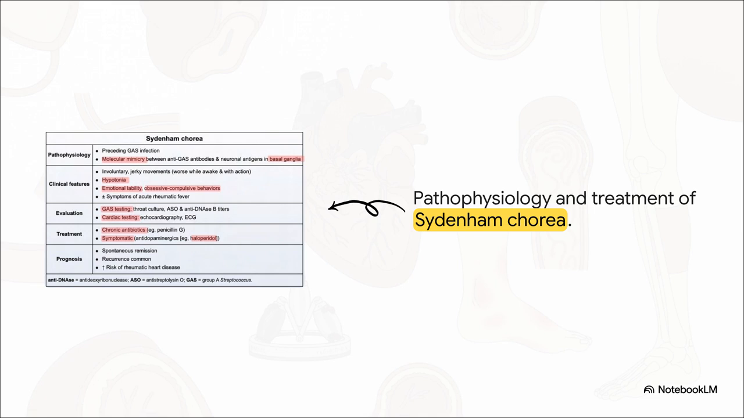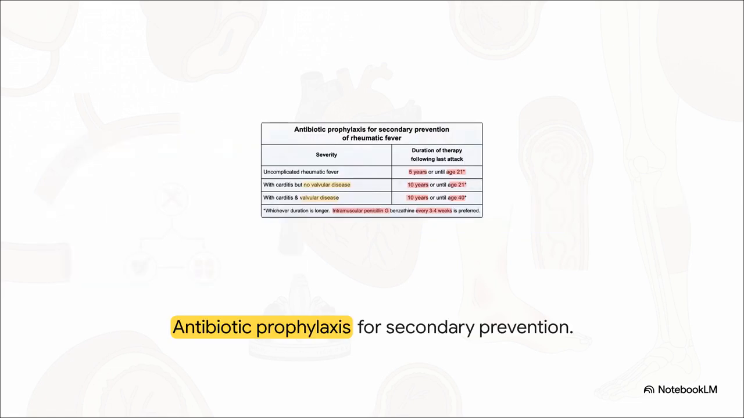To evaluate this, you'll need throat cultures, anti-strep titers, and a full cardiac workup to check for concurrent carditis. To stop secondary attacks of rheumatic fever in their tracks, these patients need long-term antibiotic prophylaxis. We use long-acting intramuscular benzathine penicillin G, but the timeline depends entirely on the disease severity.